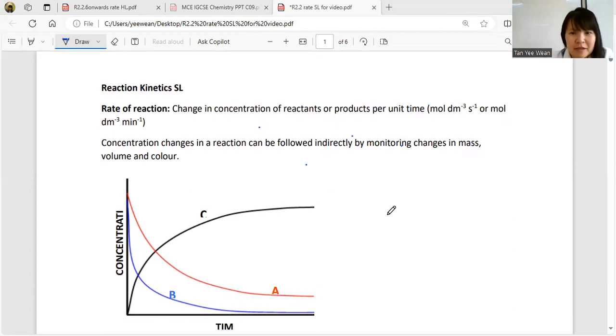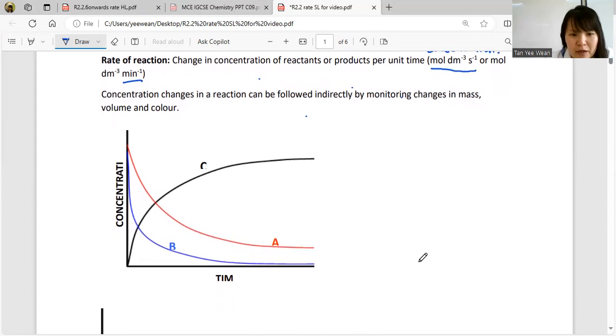Okay, rate of reaction, the unit is actually mole per dm cube per time. So the time can be seconds or minutes. But there are other, indirect ways to measure the rate of reaction, whereby we can also measure volume, or mass. So it's not limited to just concentration, but the official unit of rate of reaction is concentration. Okay, how do we get rate of reaction from a graph?